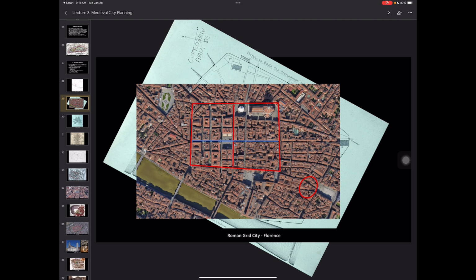Notice that it's not in the center, right? It could have been there. You could have easily just demolished a couple buildings and put it in there to mark it as the most important building, but it's not, which tells us that Florence is not a town that is ruled by a bishop at that point in time.